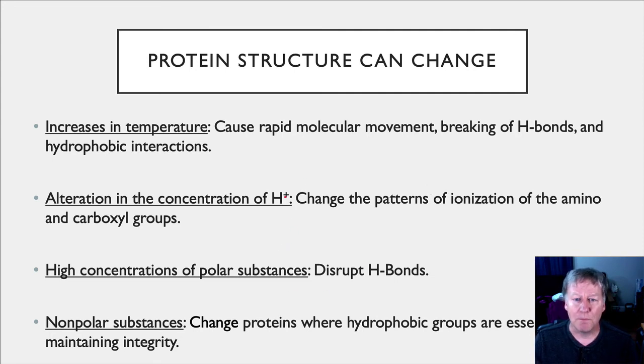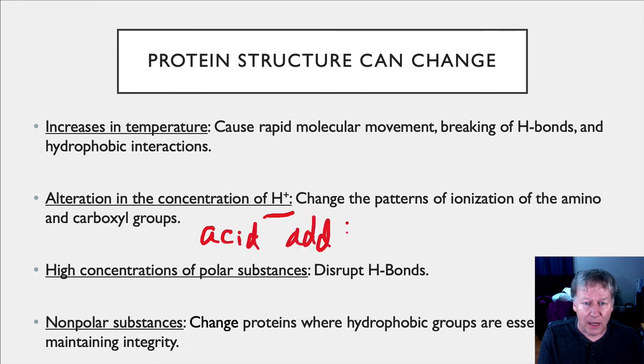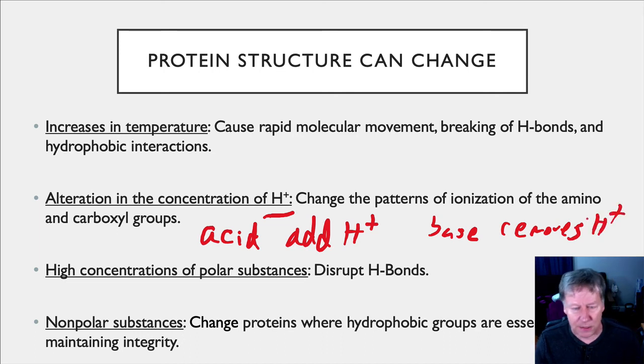Also, as we change the pH, we can affect a protein structure. pH, as acid and base, actually has to do with the concentration of hydrogen ions. Acids are any molecule that add hydrogen ions. A base is anything that removes hydrogen ions. That's the chemical definition of an acid or a base.